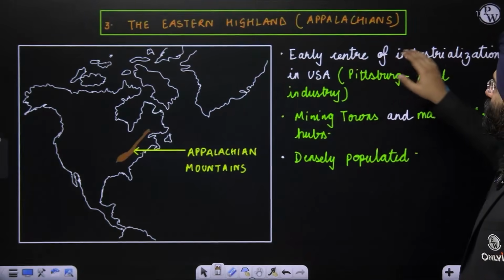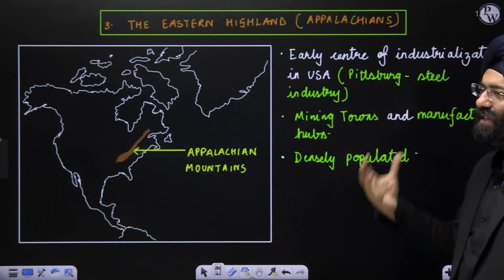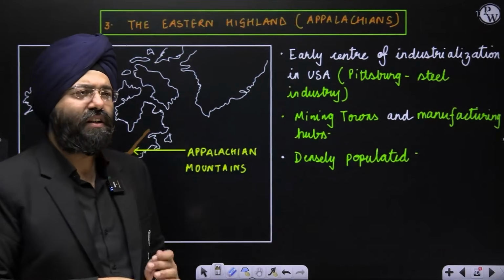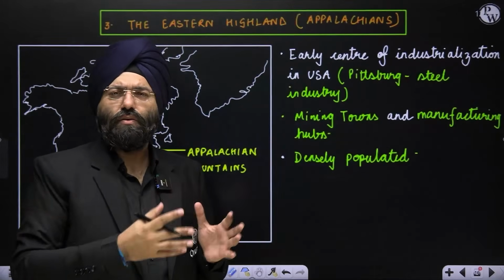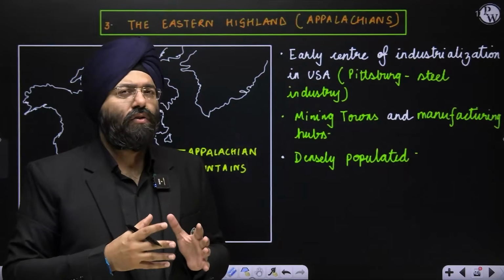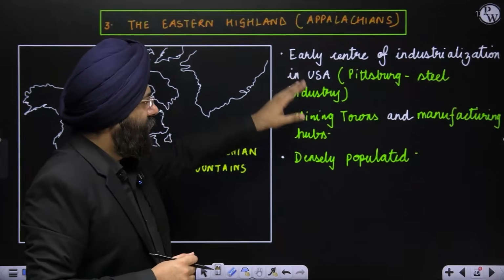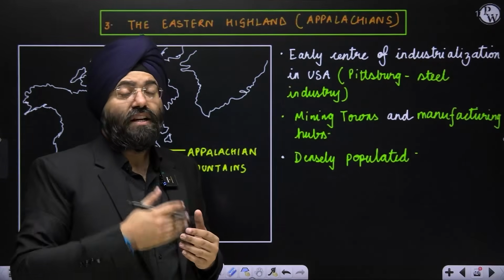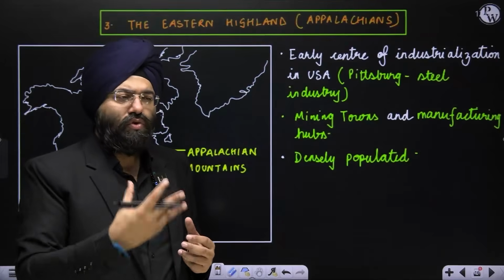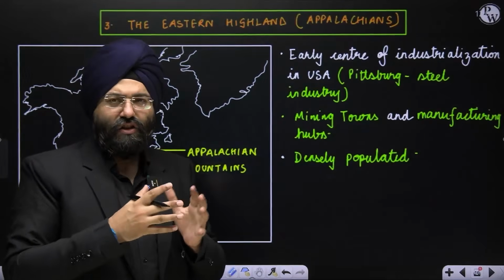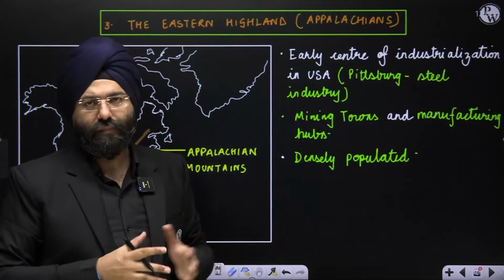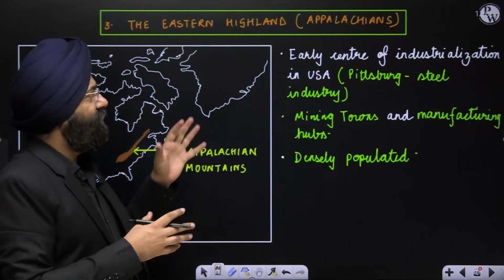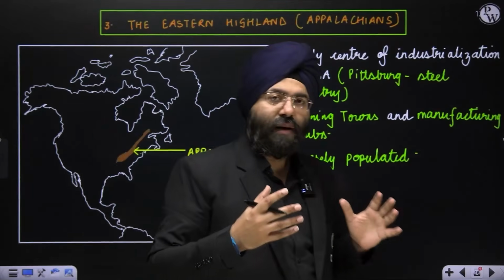Early centers of industrialization, particularly Pittsburgh, the steel industry, one of the major centers for the development of the United States. So Pittsburgh's steel industries were established here because you had coal, you had iron ore, you had all the necessary raw materials that were required. Mining towns and manufacturing hubs were again created. Obviously, these regions later transformed into very huge urban centers. That is why the density of population in this region is very, very high. So this is the Eastern Highlands or the Appalachians, right?